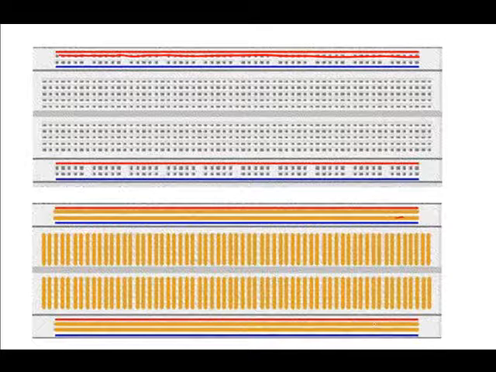For example, for the top row, all the holes are connected horizontally, while all the remaining rows are connected vertically. For example, the 5 holes here are all connected underneath.